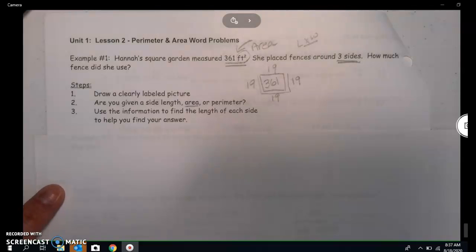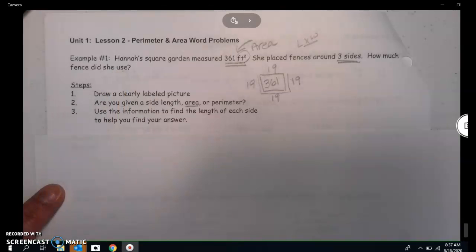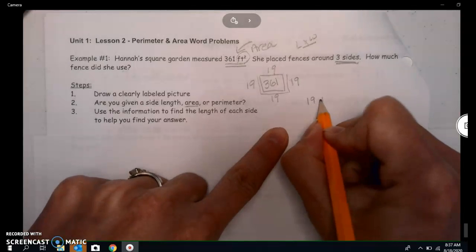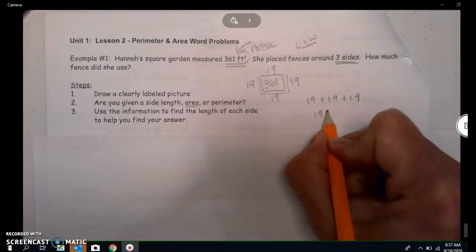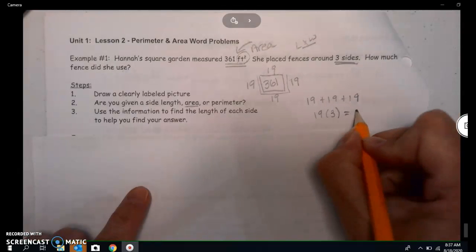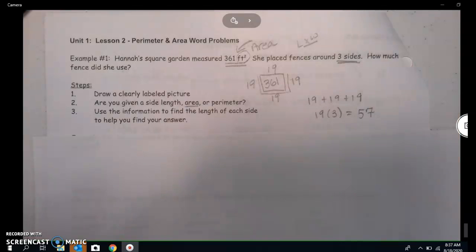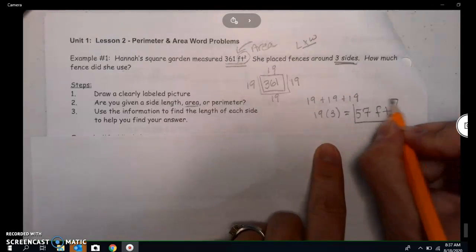So now we have to see, okay, did I answer the question? She placed fences around 3 sides. How much fence did she use? Well, no, we haven't answered the question yet, but we have all the information to do so. We just need to figure out, well, what's 19 plus 19 plus 19? Or what's 19 times 3? And that number turns out to be 57. So we have 57, and let's not forget our units. How much fence? 57 feet. So our answer is going to be 57 feet of fence.